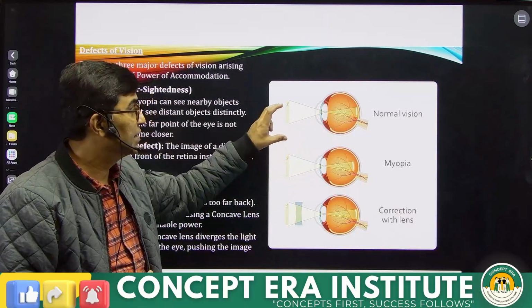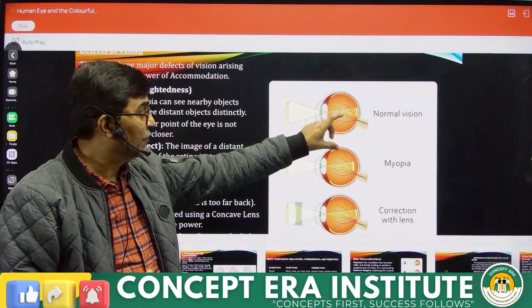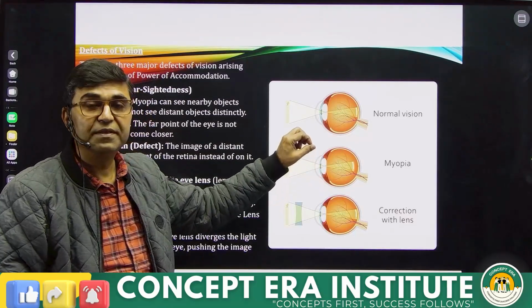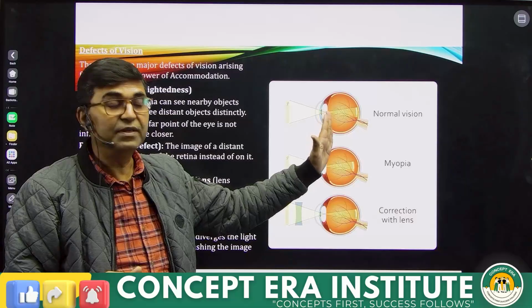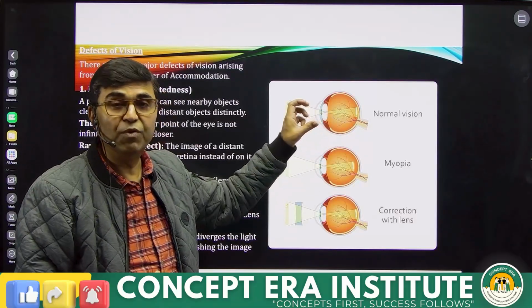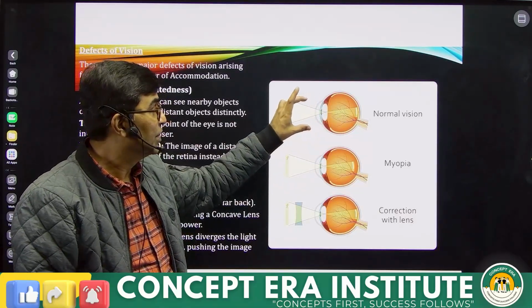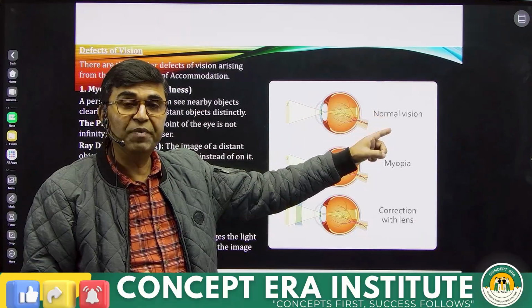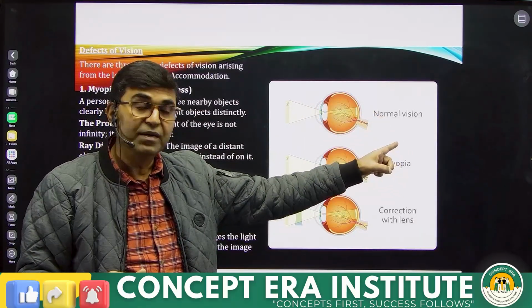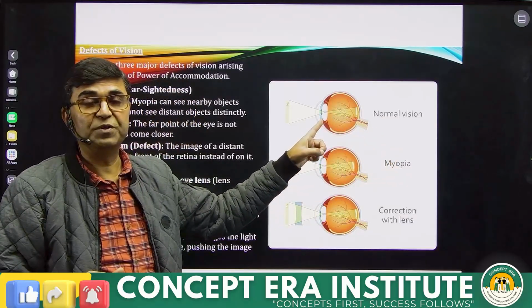In that case, the curvature of the lens does not become great, does not become more. So the rays are over converged and forming an image before they are supposed to be.